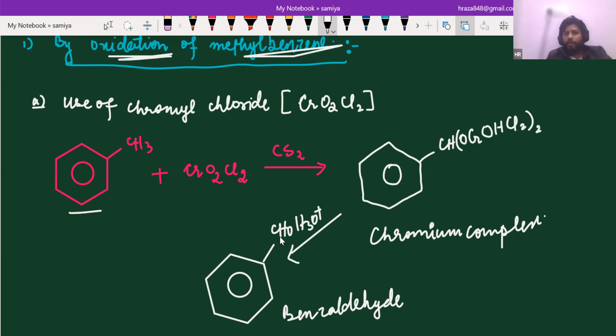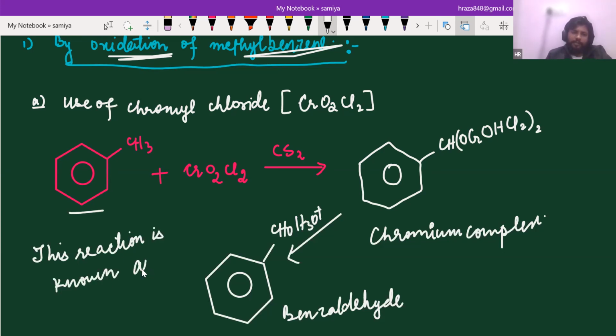This is methyl benzene and you can see it is oxidized. That means oxygen is added into this. Okay, so please do write it. This is the first method. And this reaction is known as Etard reaction. Please do write.